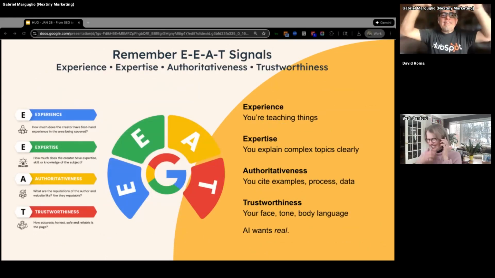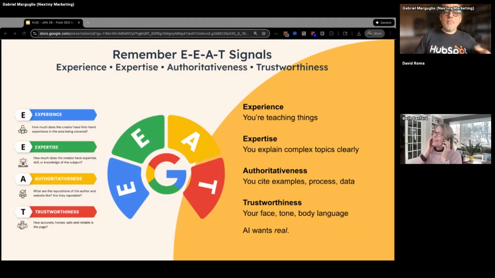So remember EEAT, guys, this is Google stuff. You can see the Google logo in the middle. This is not AI, but this applies incredibly to AI. If you were serious about Google, if you were serious about SEO, you were serious about EEAT.